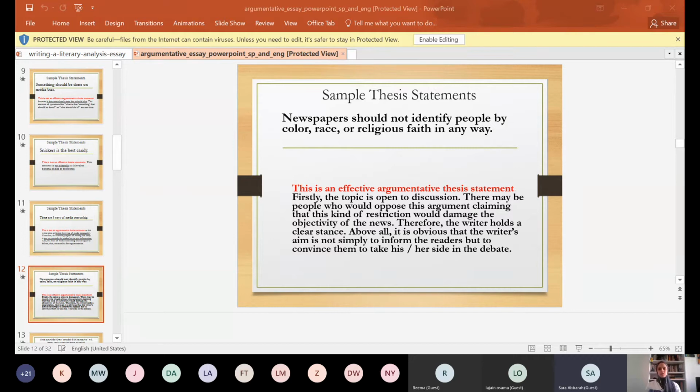If he's not going to talk about the color, the race, or religious faith, it's not going to be a good thesis statement then. But he is talking about what should not identify it. Here, he is talking about why he mentioned color, race, or religion, because these are the three reasons there might be segregation. So he should talk about the color, the race, right?